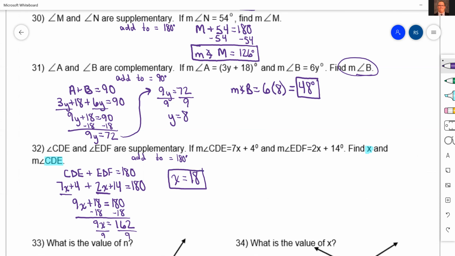Now to get CDE, we have to plug it in. So the measure of angle CDE equals 7 times 18 plus 4. Which gives you 130 degrees. And now we have both answers.